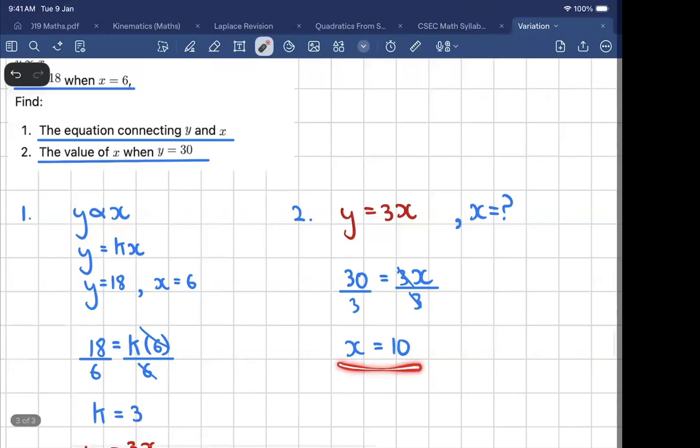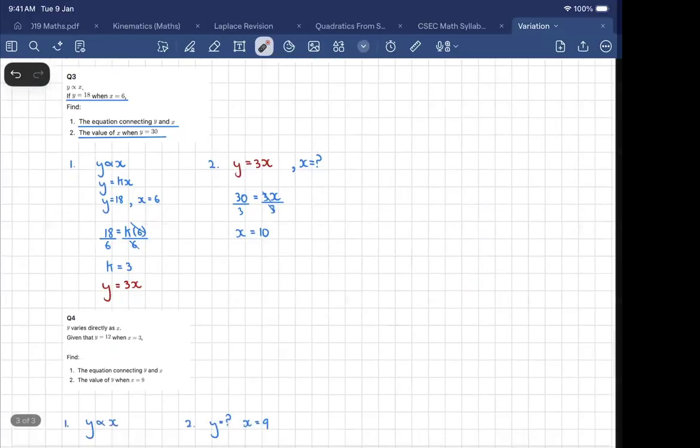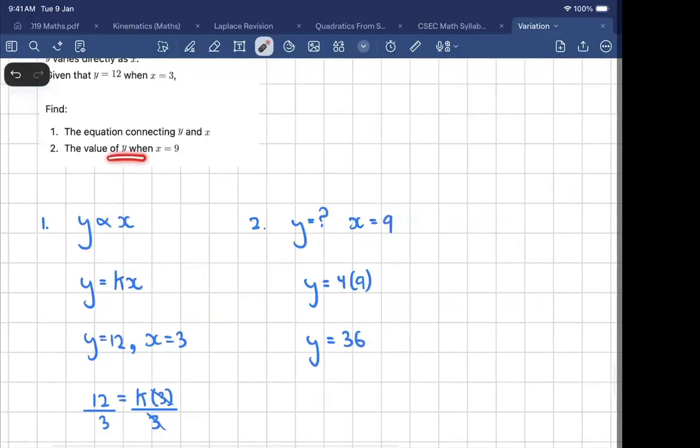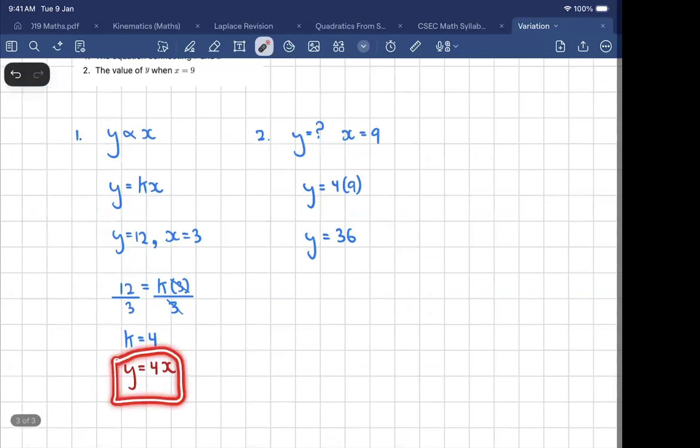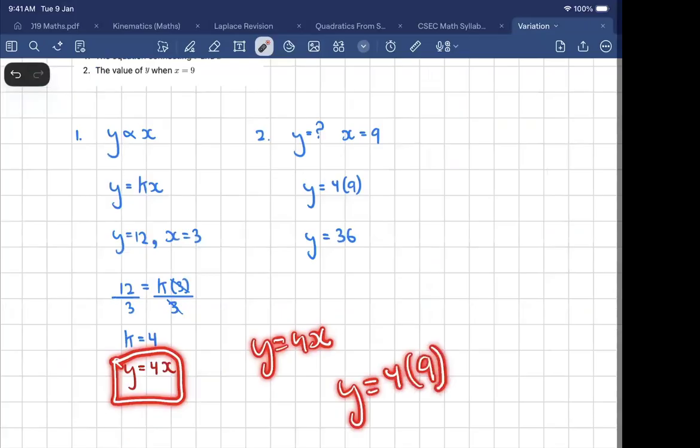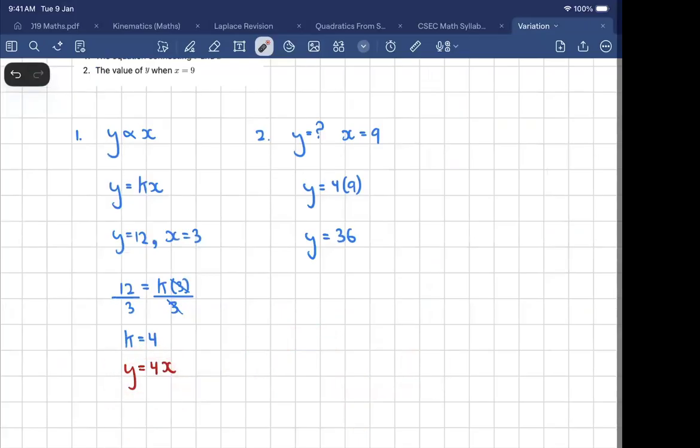So when x is 10, what would y be? 30. Bam. But in this question, they were asking me for the value of y. And this was really simple because we just had to use the relationship. Y is equal to 4x, which means that to find y is just 4 times x. Wherever x is, you multiply by 4 and you get your answer. You sure you understand? Okay.